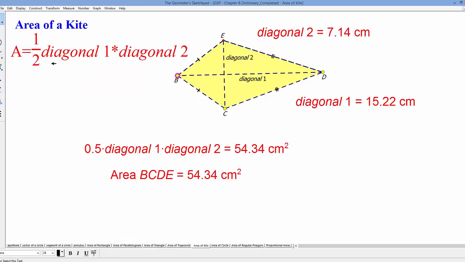Area of a kite. Area of a kite is going to be 1/2 diagonal number 1 times diagonal number 2. So if you measure the length of each diagonal, multiply those together, and divide by 2, you will get the area of the kite.